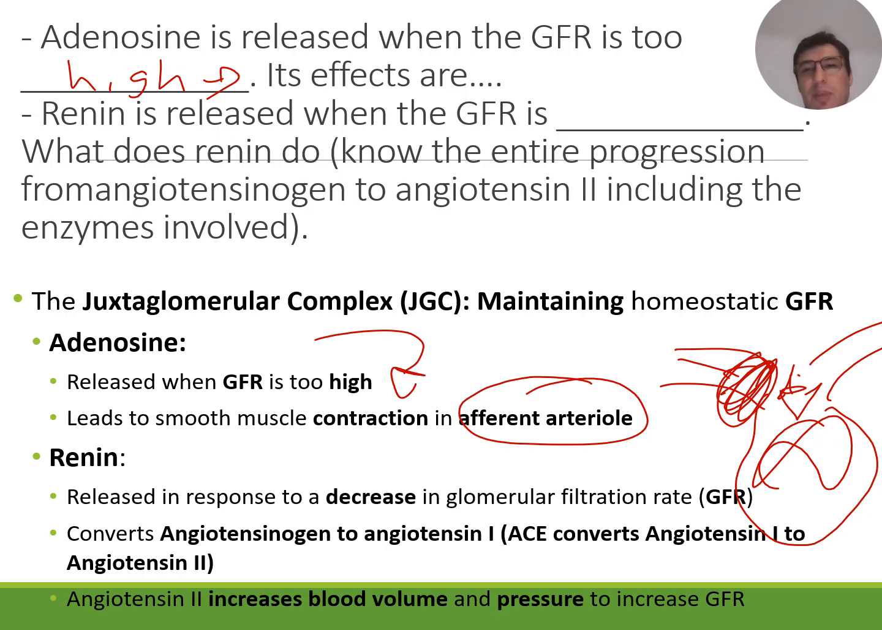What is the difference between the two? You can differentiate: adenosine is constricting the afferent arteriole, and the efferent arteriole is actually affected once angiotensin 2 is created, and it affects this efferent arteriole, and here is where angiotensin 2 plays a role.